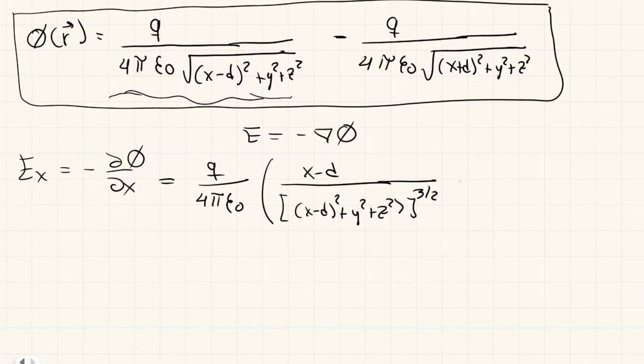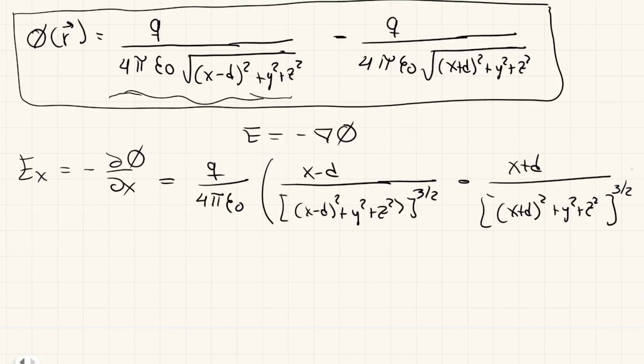And in this case, it will be minus (x plus d) over (x plus d squared plus y squared plus z squared), and then this is going to be raised to the 3/2. Okay?